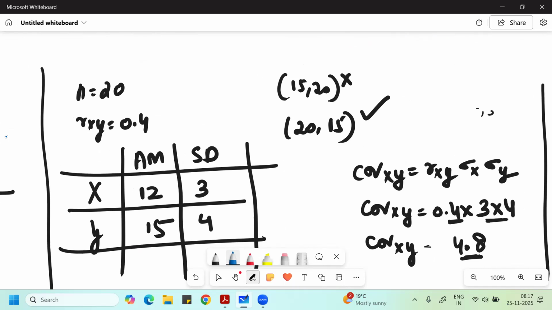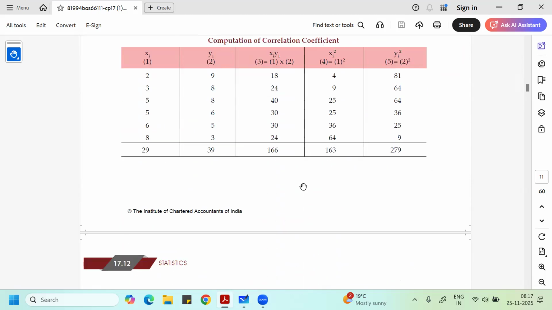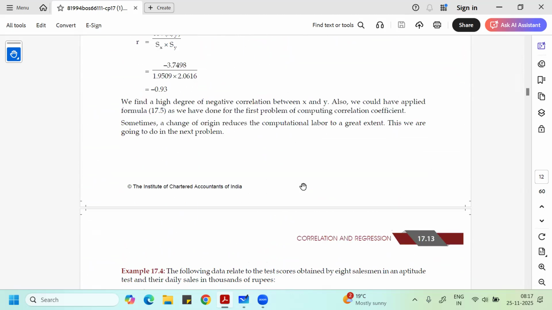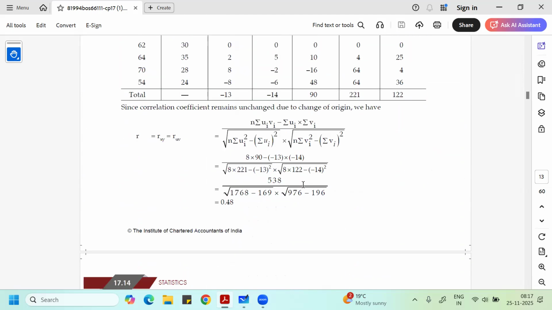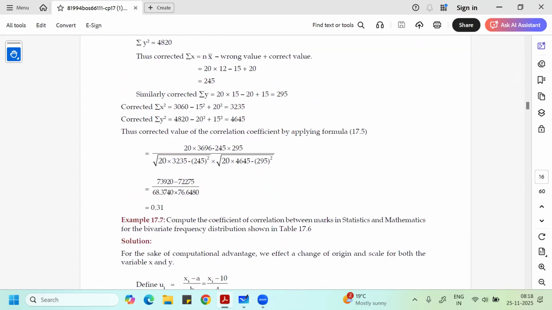Once you have corrected all of sum of xy, sum of x square, sum of y square, sum of x and sum of y, then you put them in the r formula and get the correct r of xy. That is what you are supposed to do there. So that is unnecessary time consuming. Going further, if you solve it, you will get the correct r of xy as 0.31, but I really don't suggest that you should do all this.